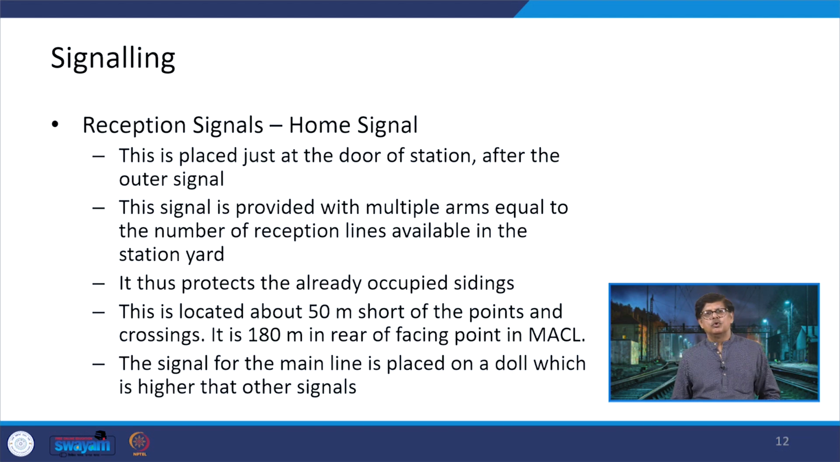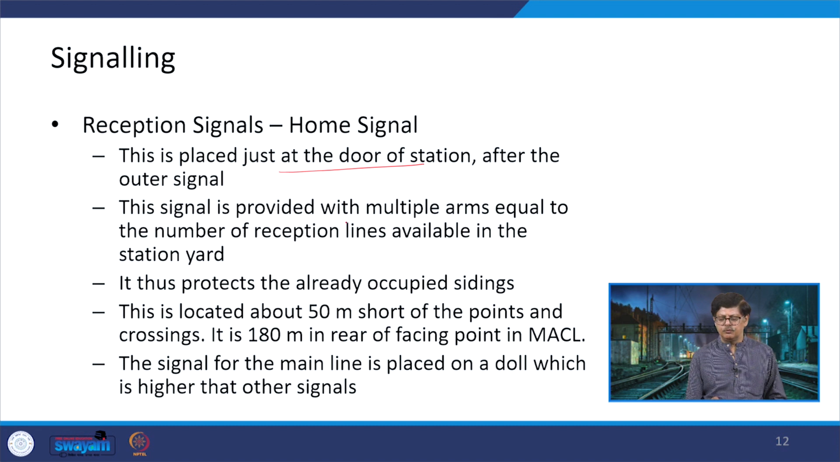The other one is the home signal, which is going to be very near to the station limit or the platforms which are provided. It is placed just at the door of the station after the outer signal, and the distance between them we already talked about as 400 meters.